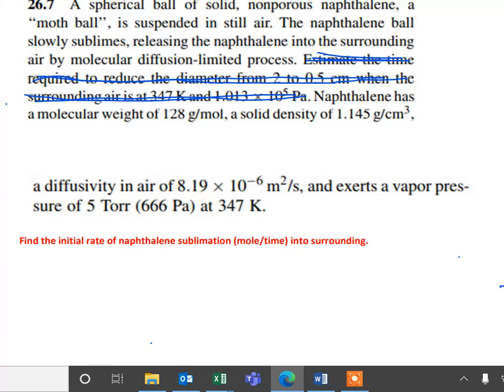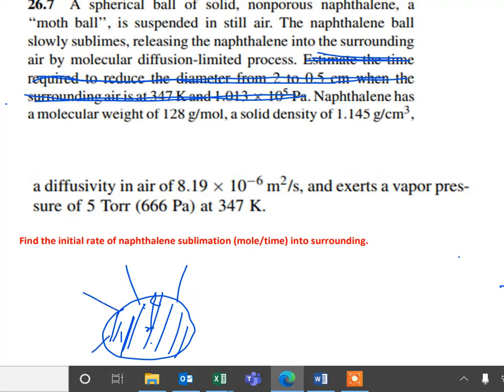a sphere. So a sphere will diffuse in a radial way, right? So this is a sphere. So it will diffuse in this direction, like this. Is all spherical, isn't it? So this is R. So it will diffuse in a spherical direction. So diffusion is taking place.